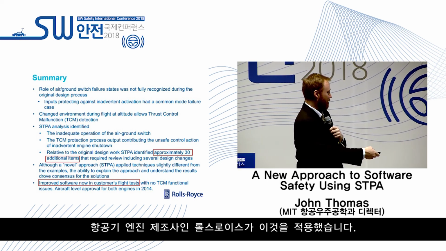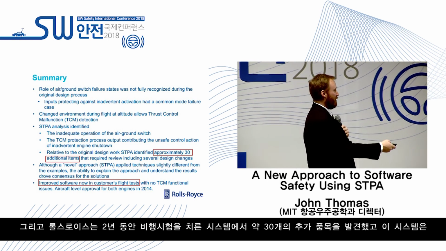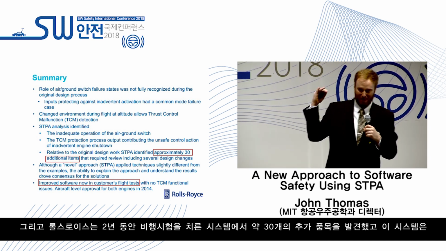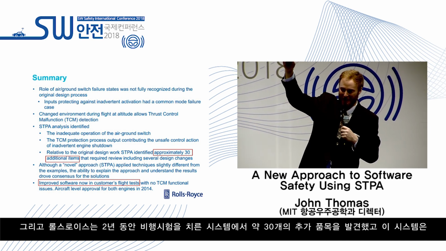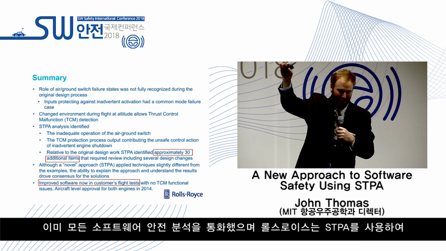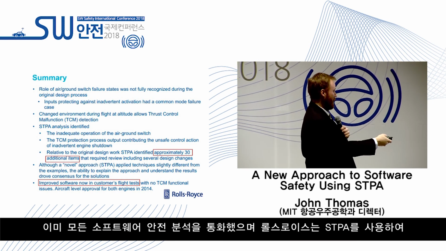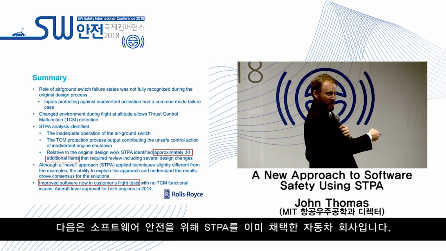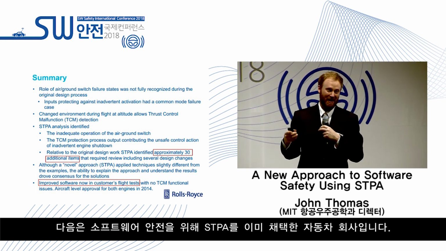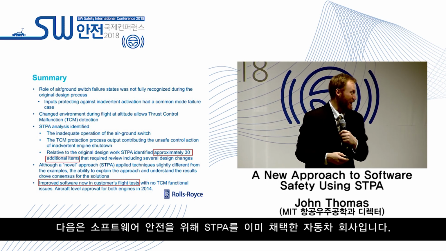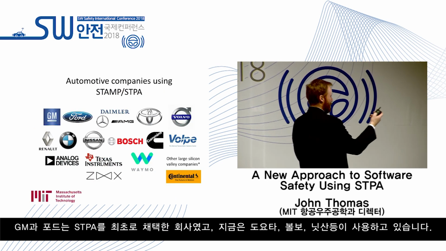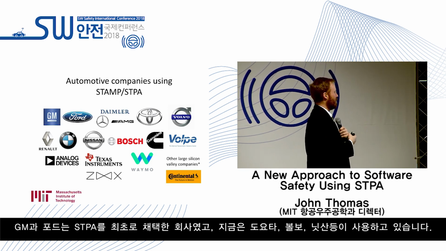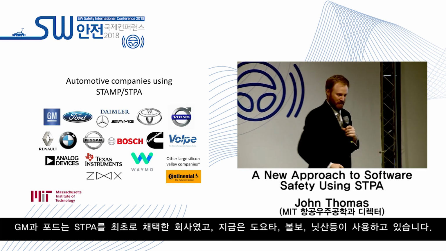Rolls-Royce, the aircraft engine manufacturer, applied this and found approximately 30 additional items on a system that had been in flight test for 2 years, had already passed every software safety analysis, and they found 30 software causes of this problem using STPA. Here are the automotive companies that have already adopted STPA for software safety. GM was one, and Ford were some of the first. Now it's used by Toyota, Volvo, Nissan, and others.